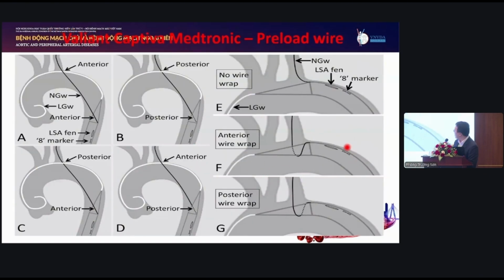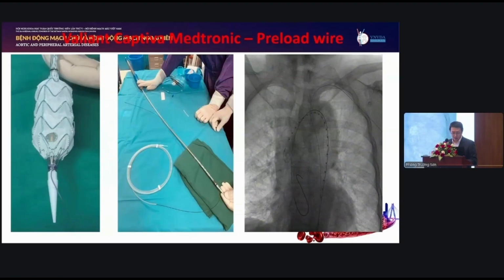Always be careful about the wire, which may wrap posteriorly or anteriorly like this. It's not okay when you open. Only when everything is stable like this can you open the stent graft. You get better results. So this is some of my case.